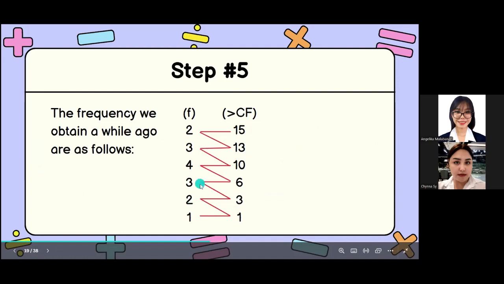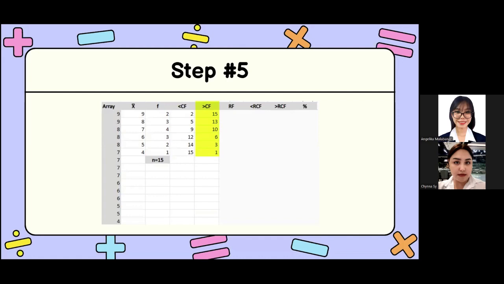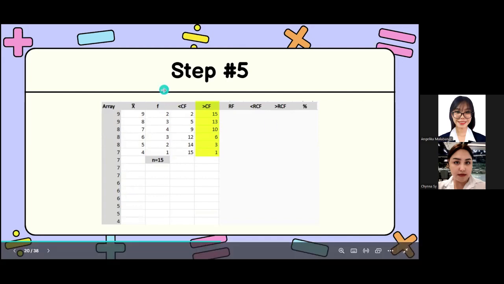3 plus 3 is equals to 6. 6 plus 4 is equals to 10. 10 plus 3 is equals to 13. And then 13 plus 2 is equals to 15. This is how it would look like in our table.